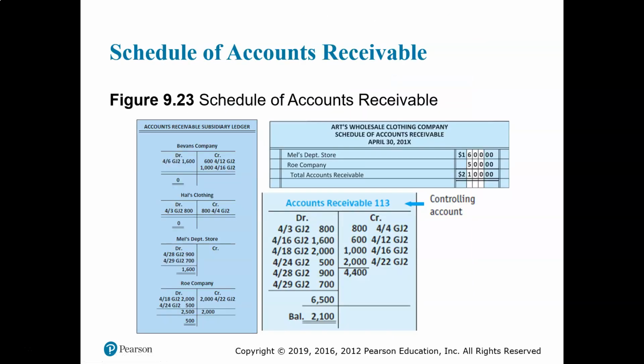Okay, so again, here's the accounts receivable account, 2,100. And then this would just be your schedule of accounts receivable as I described before, as of a certain date. You have Mel's Department Store, 1,600, and Roe. So you're just picking up the balances in these accounts, and it should agree to your controlling account.